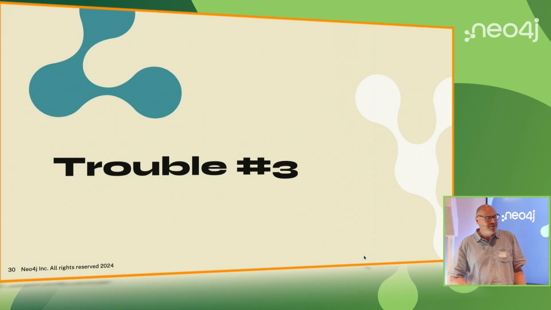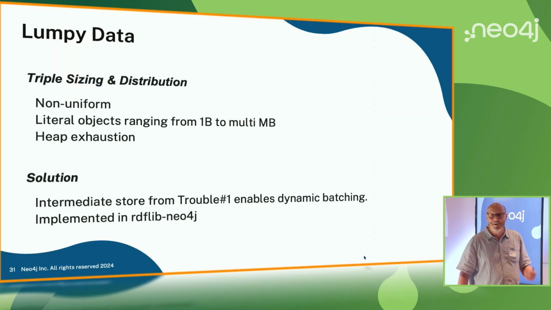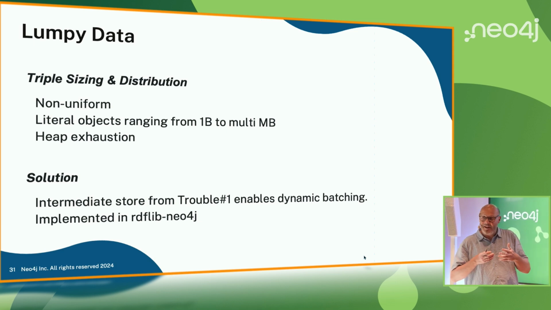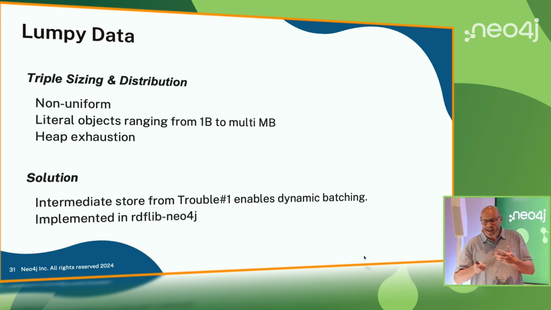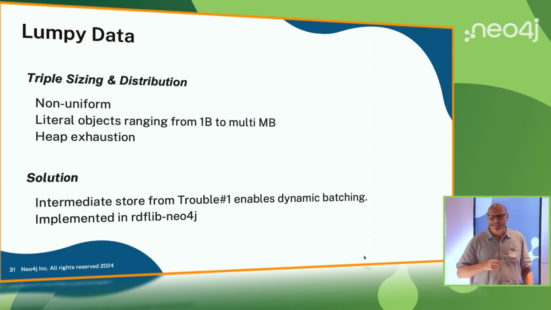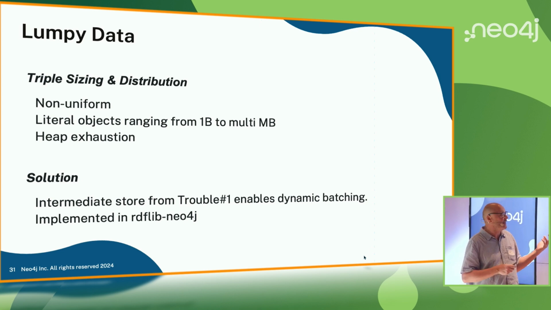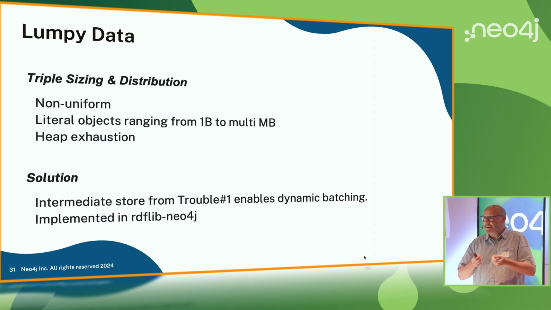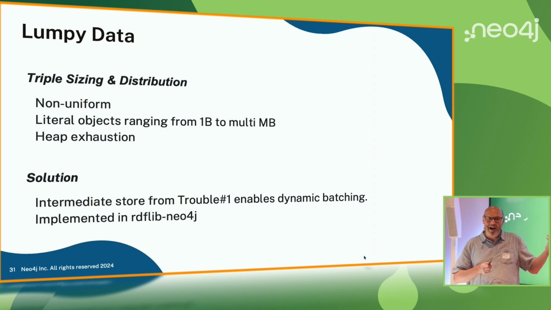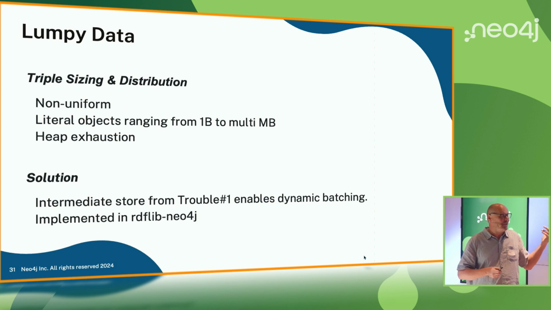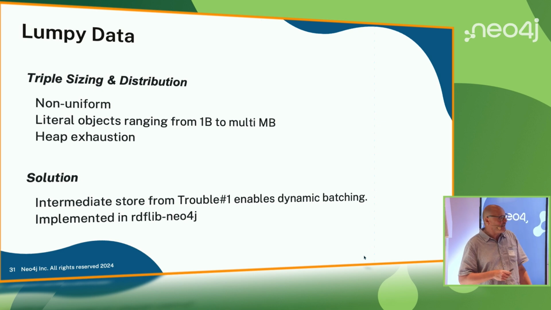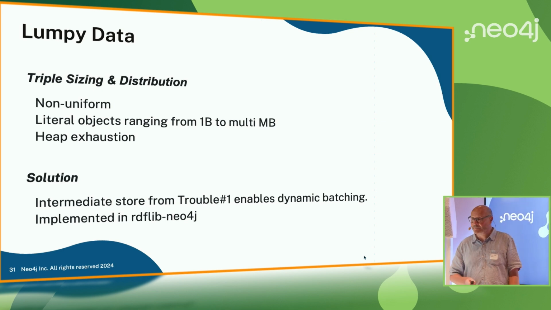So that's trouble 2, and then we come to trouble 3, which was lumpy data. We tried to batch the data in RDFLib, which allows you to do batching, but we found we had such a non-uniform distribution of data, with some literal objects only 1 byte, a Y or an N for yes and no, up to massive chunks of descriptive text 10 to 100 megabytes long, that it would just throw out any batching we could try. So we introduced a dynamic batching step into RDFLib so we could load these far more effectively.